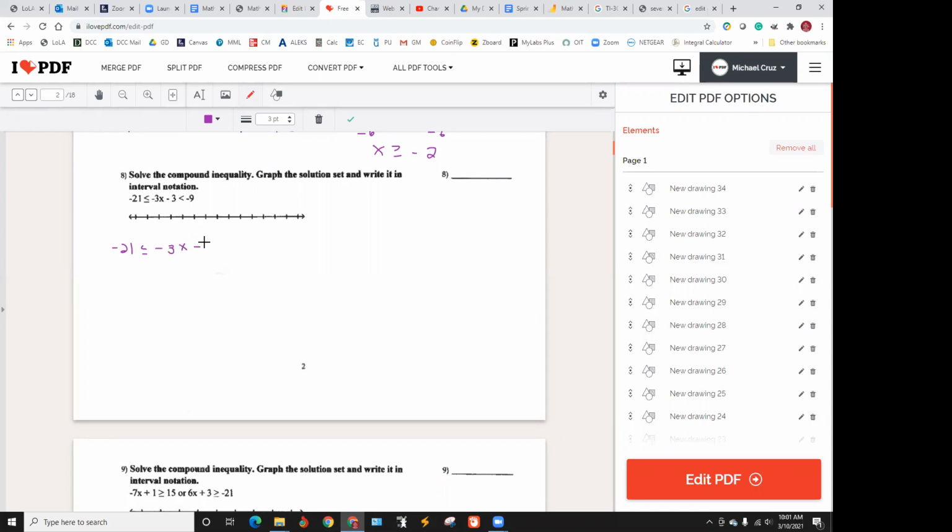I really kind of wish they didn't move these, but. All right, so we're going to work on the center. And what we do to the center, we got to do to the other 2 sides.